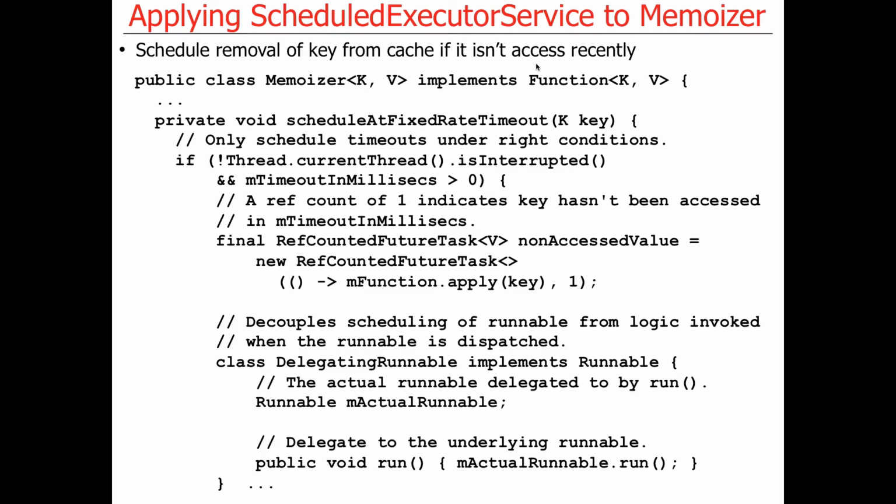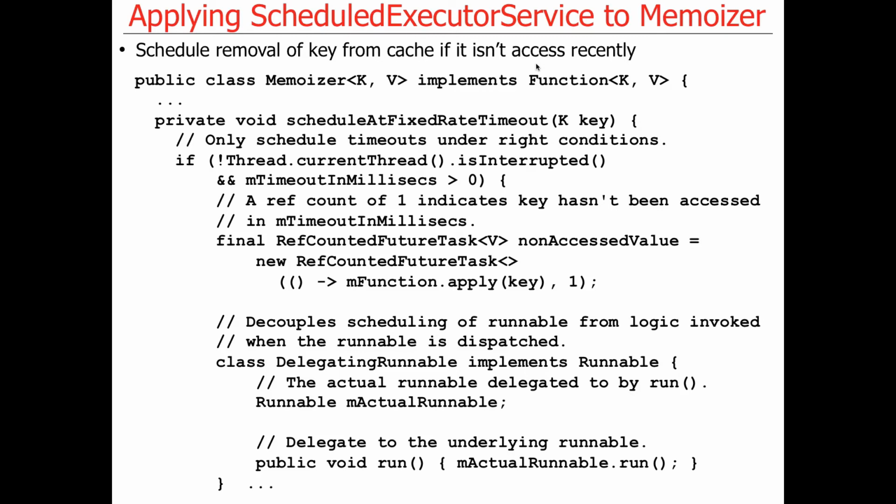We're going to have to create this new class called delegating runnable. And you'll see why we use the delegating runnable in just a second. A delegating runnable implements runnable, and then it stores a runnable. What the heck? And when its run method gets called, it just turns around and delegates to the runnable that it has as a parameter.